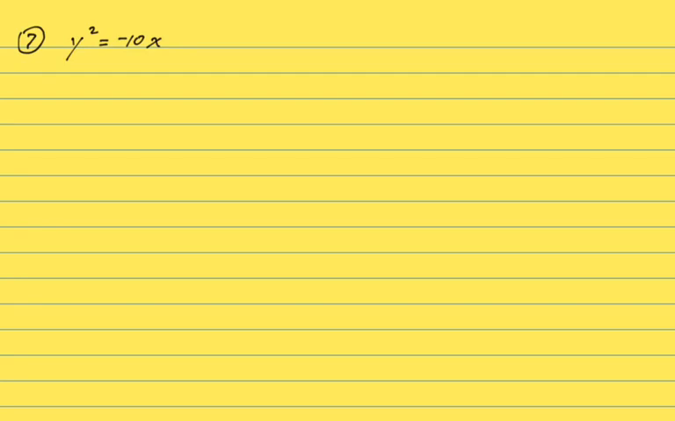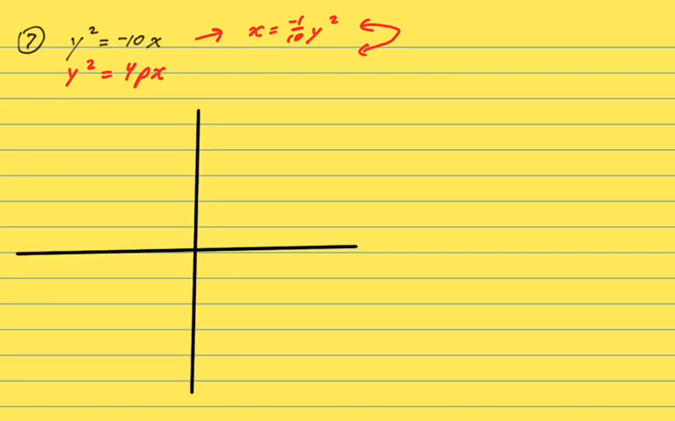Number 7, you also have in standard form y squared equals 4px. But if you solve this for x, you'd have x equaling a negative y squared. x equals y squared opens to the right, but x equals negative y squared is going to make this thing open to the left. So I make my vertex. I'll mark off a couple in each direction.